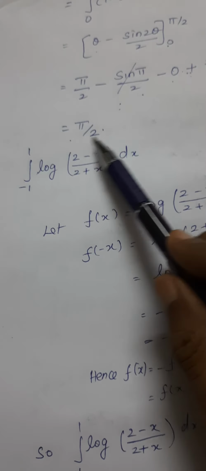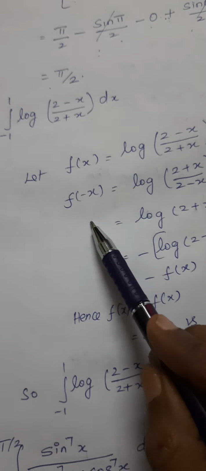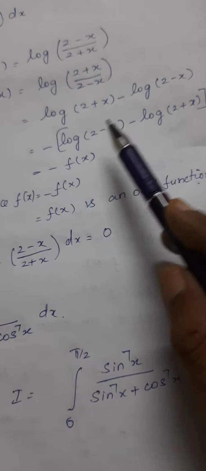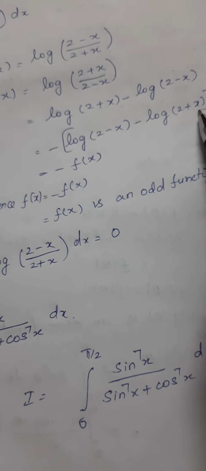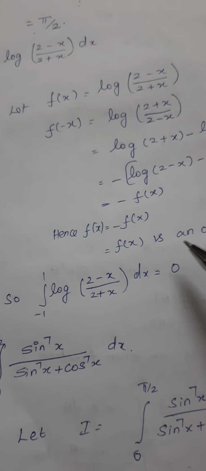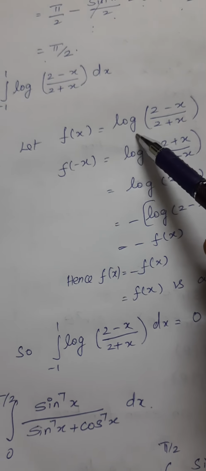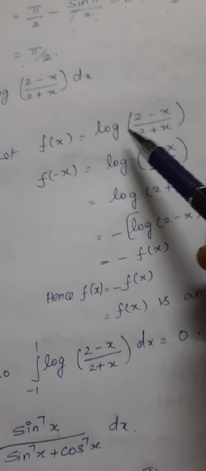So in the same way, you can try this problem. Same method: first you apply minus x, then the function is an odd function, because it is 2 minus x and 2 plus x. It is an odd function. So this becomes 0 as the answer. Anyway, I'll post this for you, but you try the problem on your own. I hope you can understand this problem.